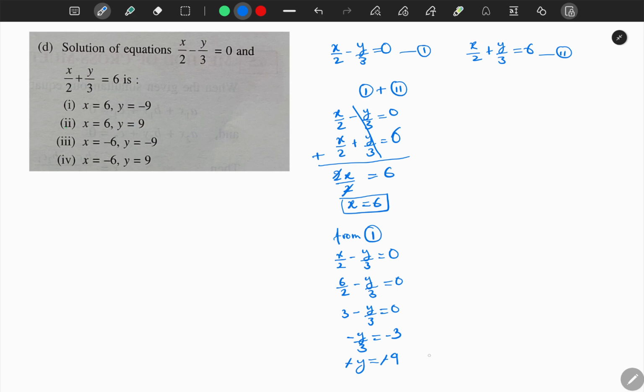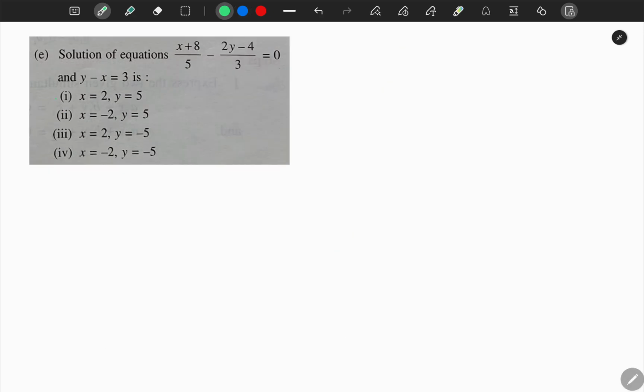So the value of y is 9. So x equals 6, y equals 9. That is my option number 2. So MCQ E and last MCQ.